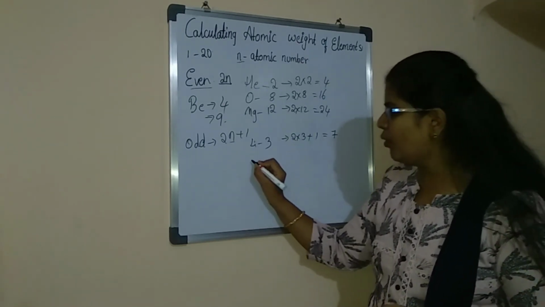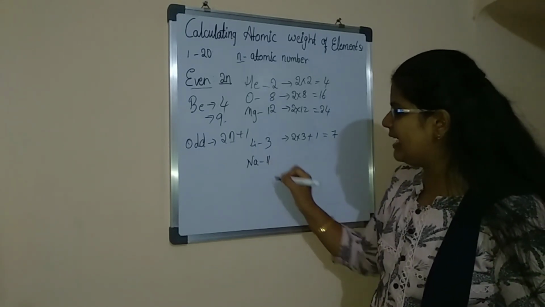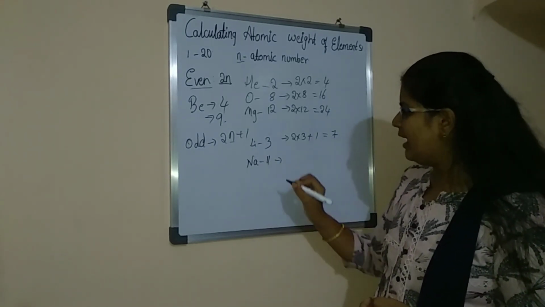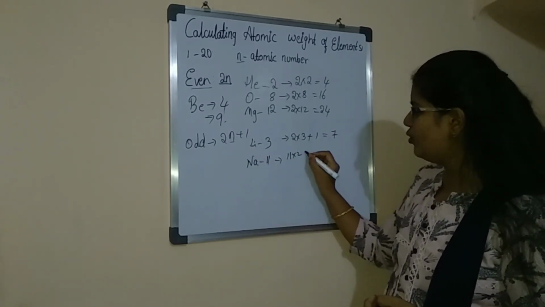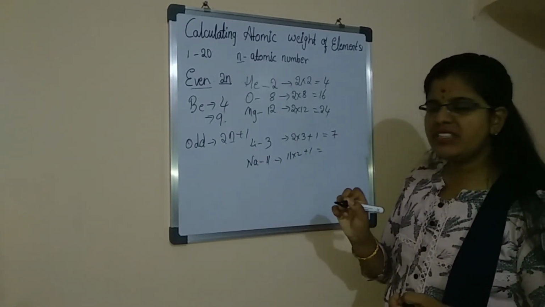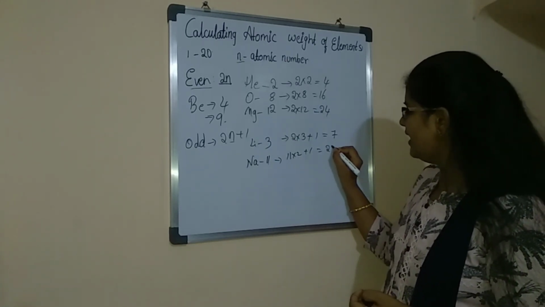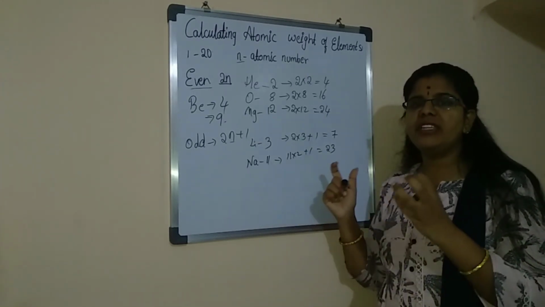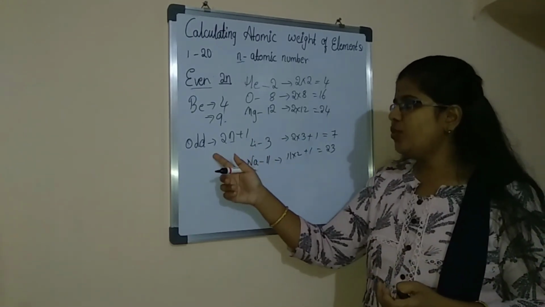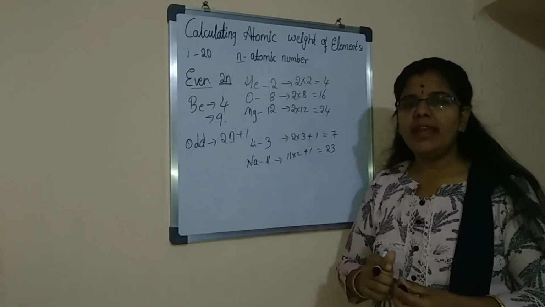And if you take sodium, its atomic number is 11. So 11 into 2 plus 1, since the formula is 2n plus 1. 11 into 2 is 22, plus 1 is 23. Understood? This is the formula for odd numbers: 2n plus 1 for odd and 2n for even numbers.